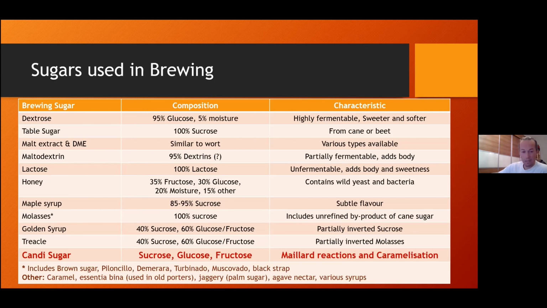Other sugars I've got at the bottom here, because the main event is what I'm going to talk about. We've got caramel. There's an old one called Essentia Bina, which they used to make old porters from, and it was mentioned in Randy Mosher's book, Radical Brewing, so I thought I'd just mention it here. Jaggery, which is palm sugar from India, agave, made from the agave plant, and various other syrups as well. Candy sugar is, however, unique. Candy sugar is purely made for brewing, and it includes Maillard reactions and caramelization. No other sugar has this, and this is really what this is all about.